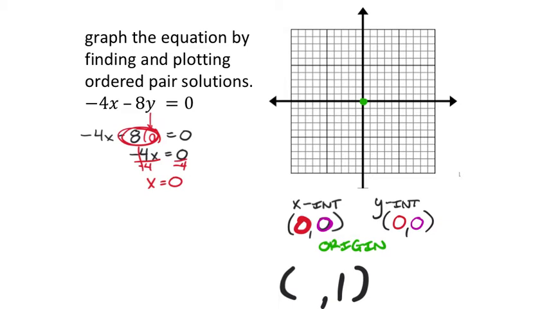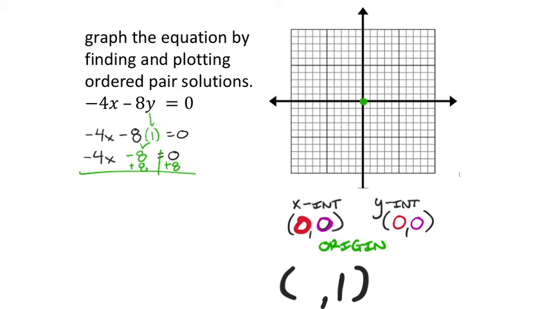So I'm going to go back into the equation and replace here the y value with 1. And then we just solve this. So negative 8 times 1 is negative 8. So now we got negative 4x minus 8 equals 0. I'd add 8 to both sides here, zero out that minus 8 there. I'll drop my negative 4x's, which now equals 0 plus 8 is 8.